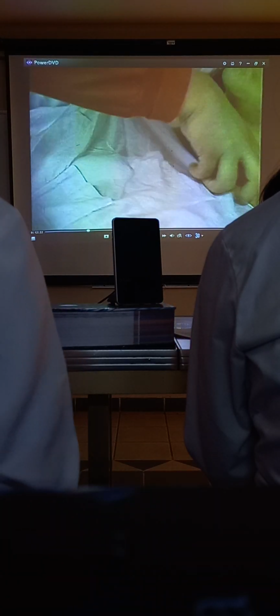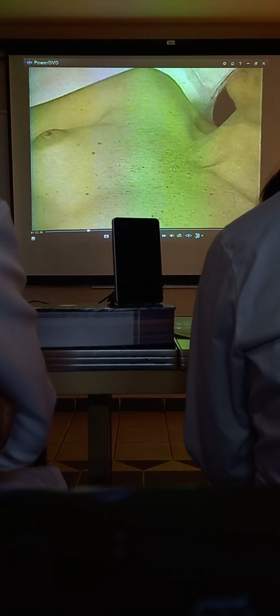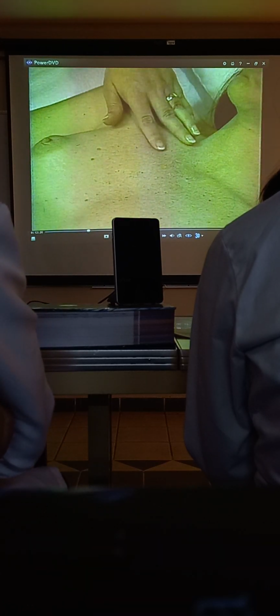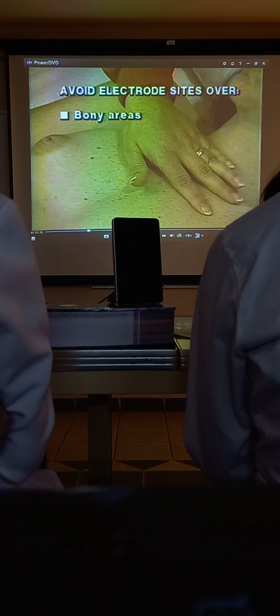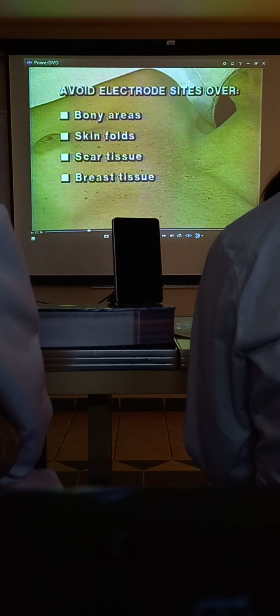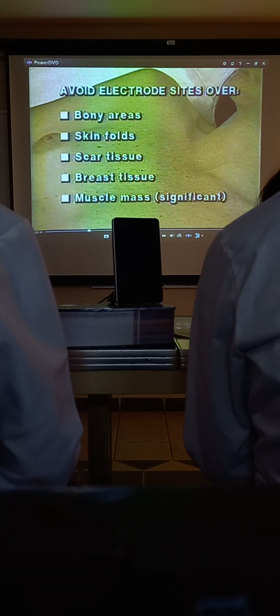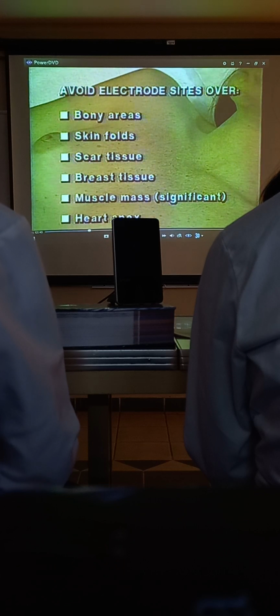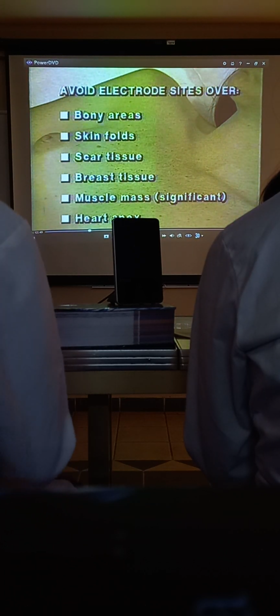Begin by identifying the sites you'll use. This, of course, depends on the lead used for monitoring. In selecting the electrode sites, be careful to avoid bony areas, such as joints, skin folds, old or new scar tissue, breast tissue, and areas of significant muscle mass. In most cases, do not place electrodes over the heart apex, so that in an emergency, they won't be in the way if defibrillator paddles are used.